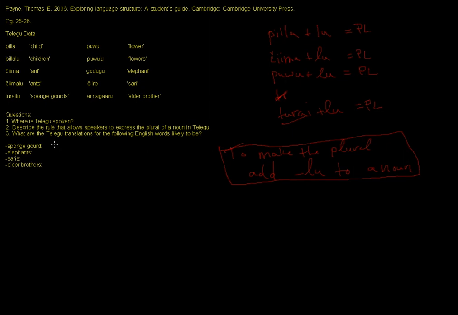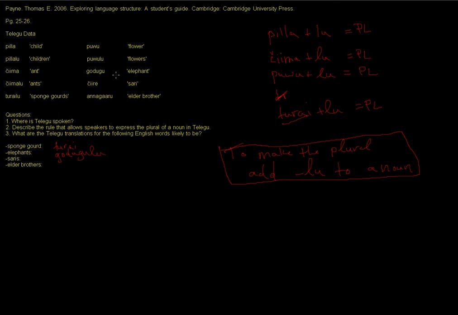hold on, let me move that around, turai, right? Now if we look at elephant, we already made a rule that if we want to make the plural, add lu. Well, we want to make the plural of elephant, so we just have to add the plural marker, the suffix lu. So we just say go, du, gu, lu.